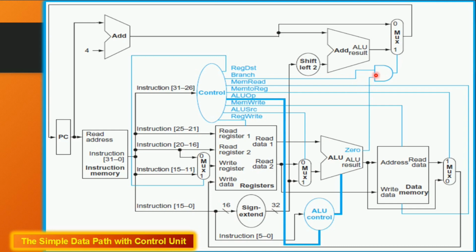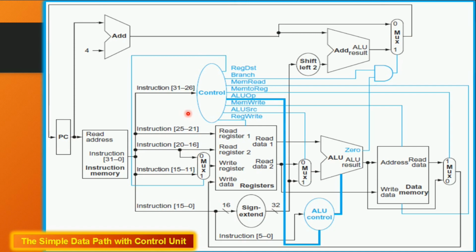The signal will be asserted. The AND gate result will be logic 1, so this particular path will be chosen by the multiplexer. What is happening in this path is that the 16-bit offset value is sign extended to 32 bits, then multiplied by 4, that is, shifted left by 2. Again, it gets added with PC plus 4. So PC plus 4 plus offset times 4 will be my target address. It will be loaded back to the program counter in case of a branch instruction. So this is the overview of the single data path with control unit.